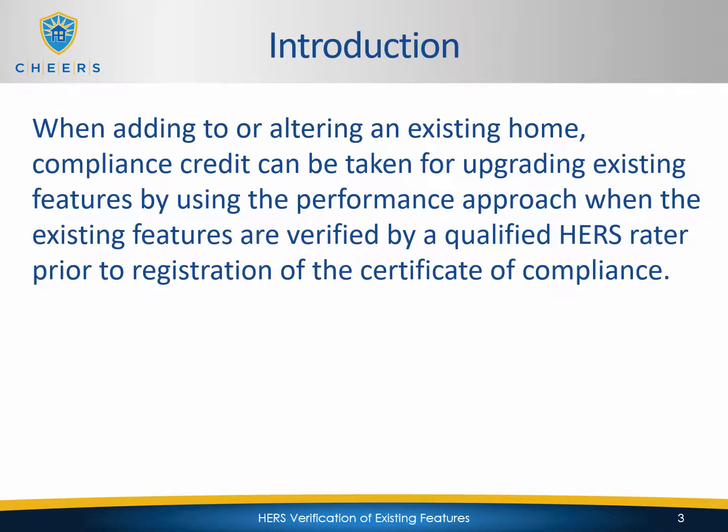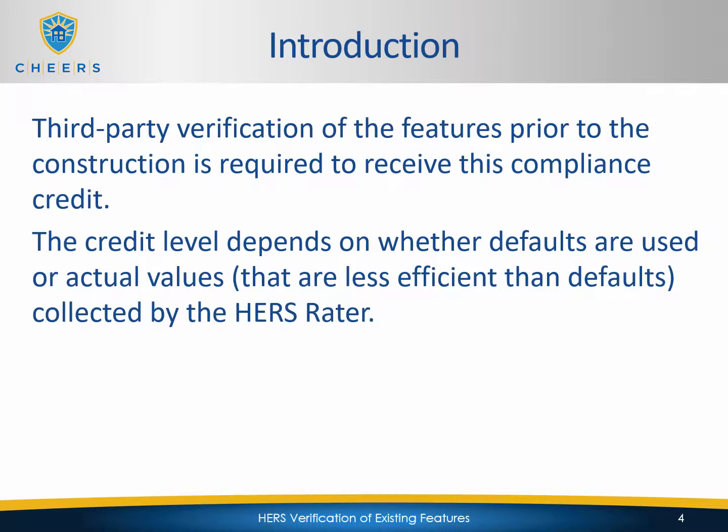When adding to or altering an existing home, compliance credit can be taken for upgrading existing features by using the performance approach when the existing features are verified by a qualified HERS rater prior to registration of the Certificate of Compliance. Third-party verification of the features prior to the construction is required to receive this compliance credit. The credit level depends on whether defaults are used or actual values that are less efficient than defaults collected by the HERS rater.